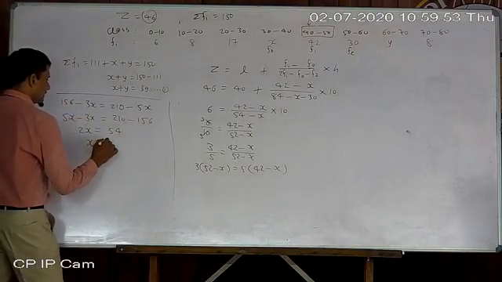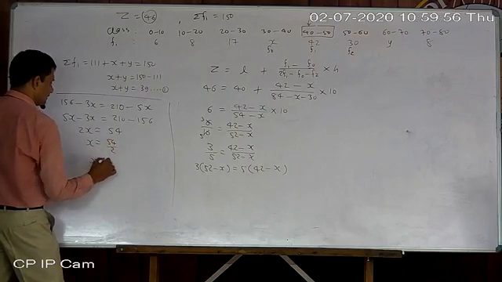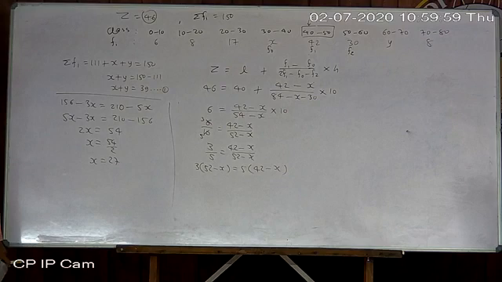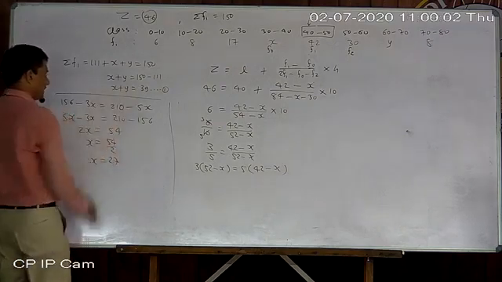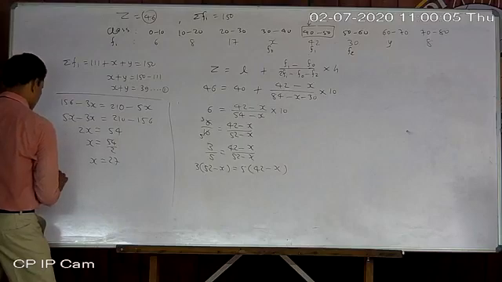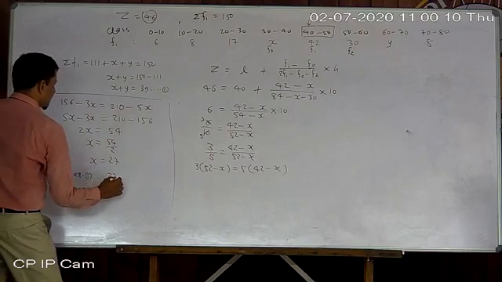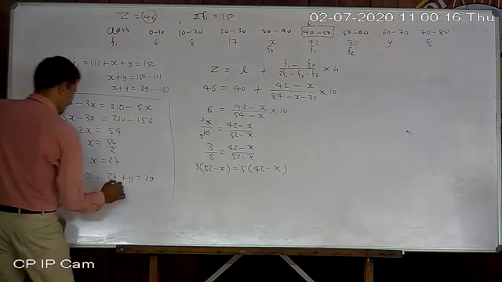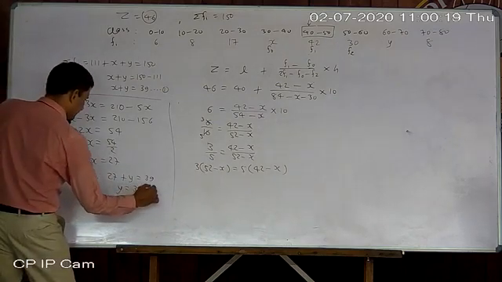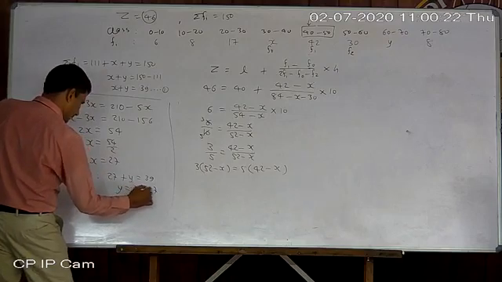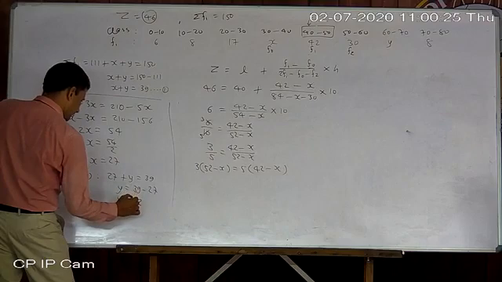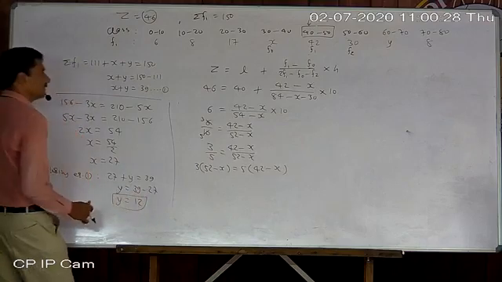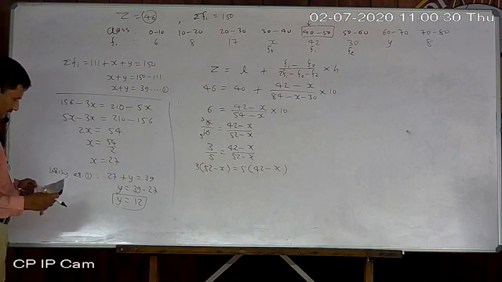So x will be 54 upon 2. So x will be 27. Okay, that is our first answer. Now after getting one, just find out the second one. So using equation 1, x plus y, so 27 plus y equal to 39. So y becomes 39 minus 27, so y becomes 12. Okay. So these are the two answers. So x and y, 27 and 12.